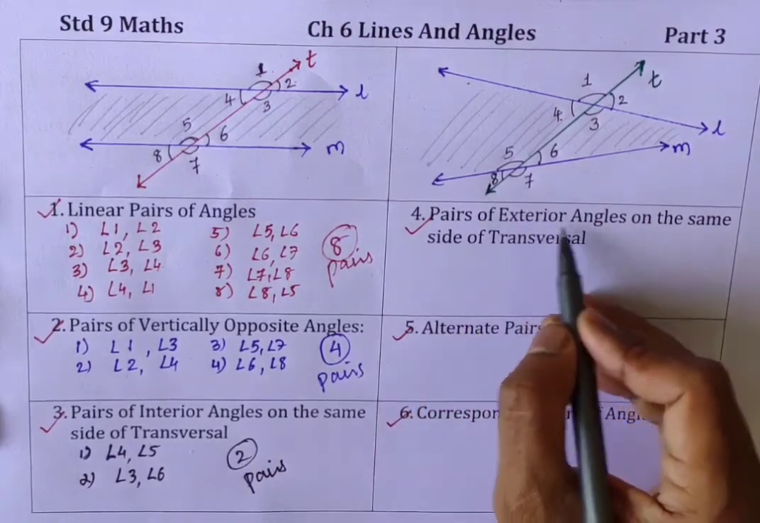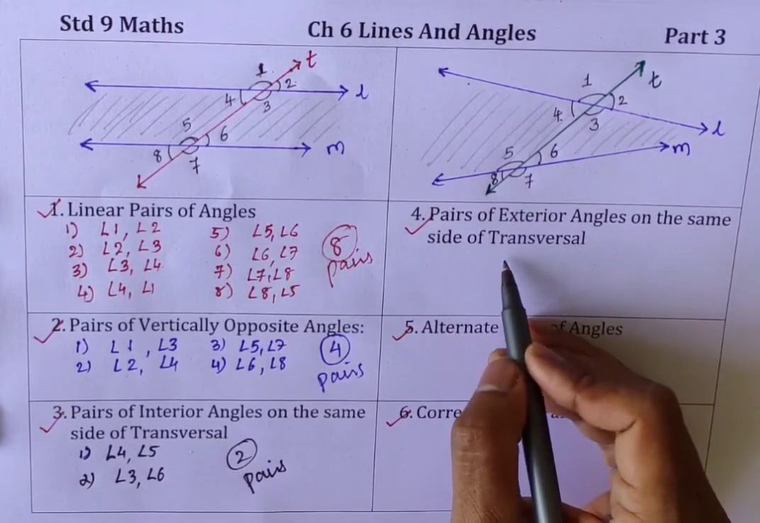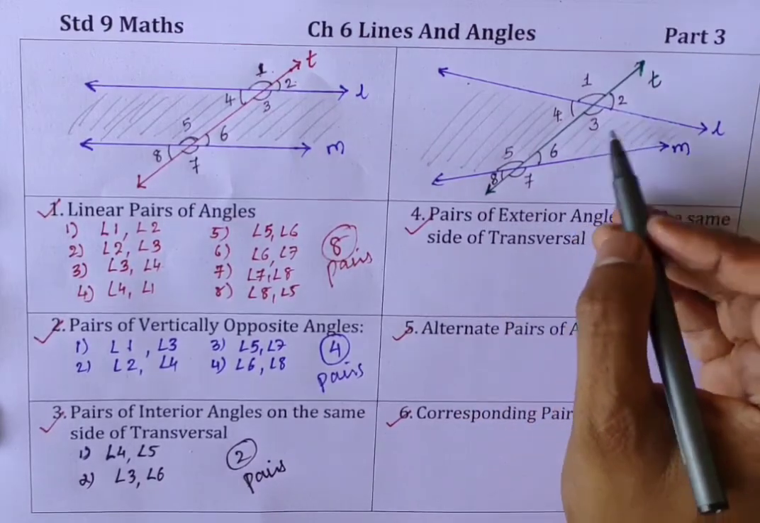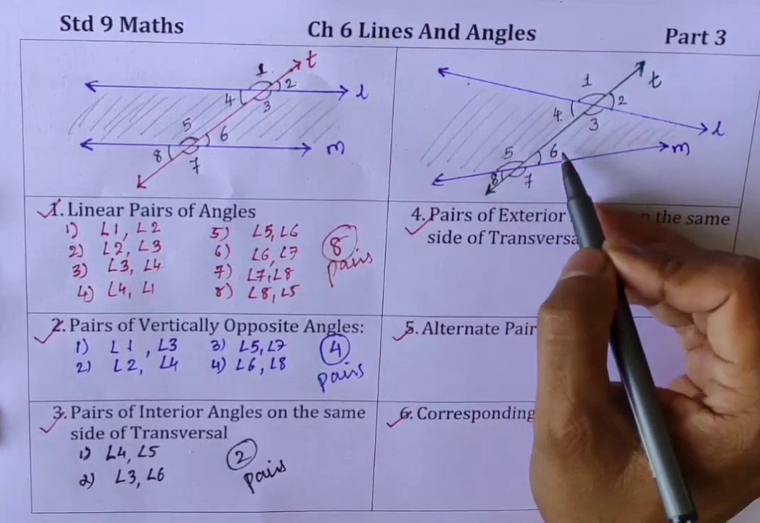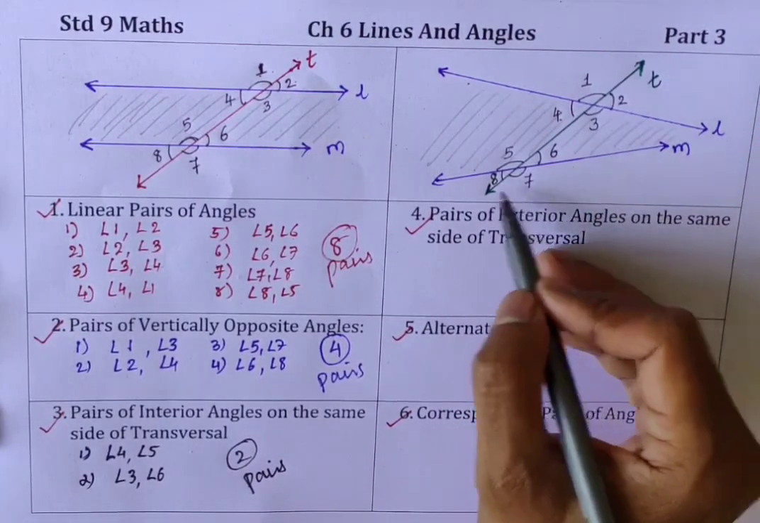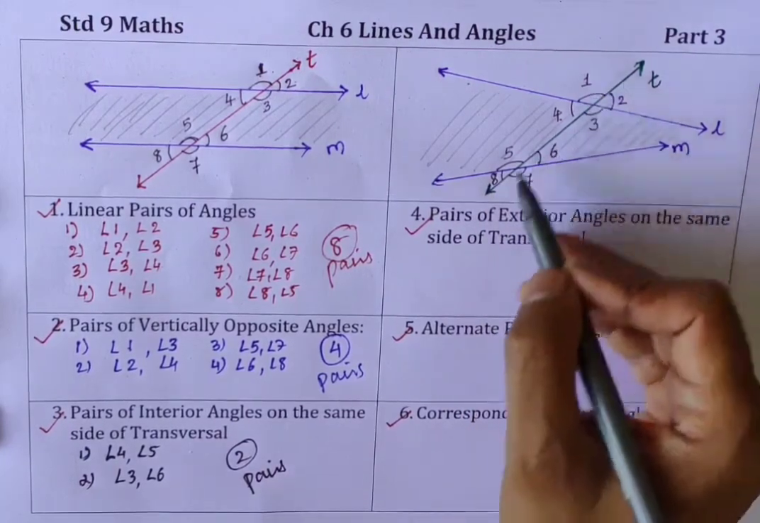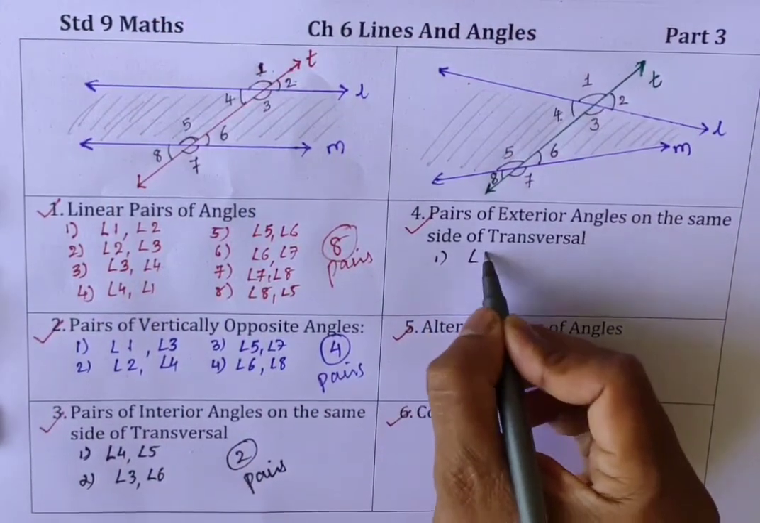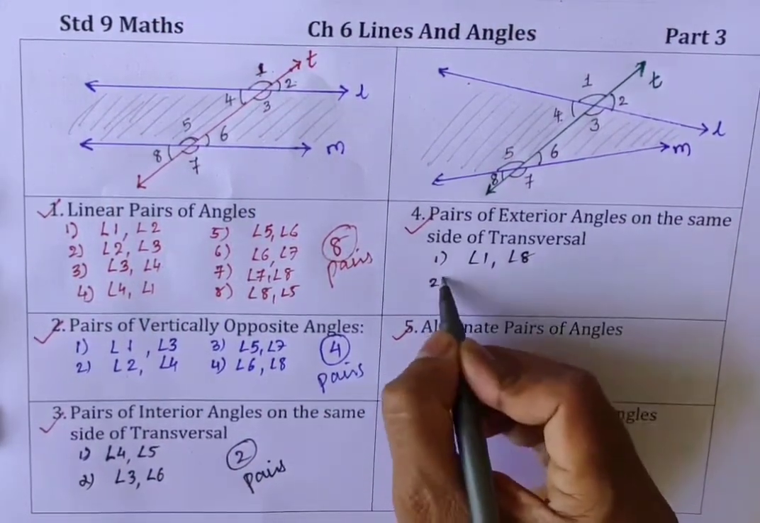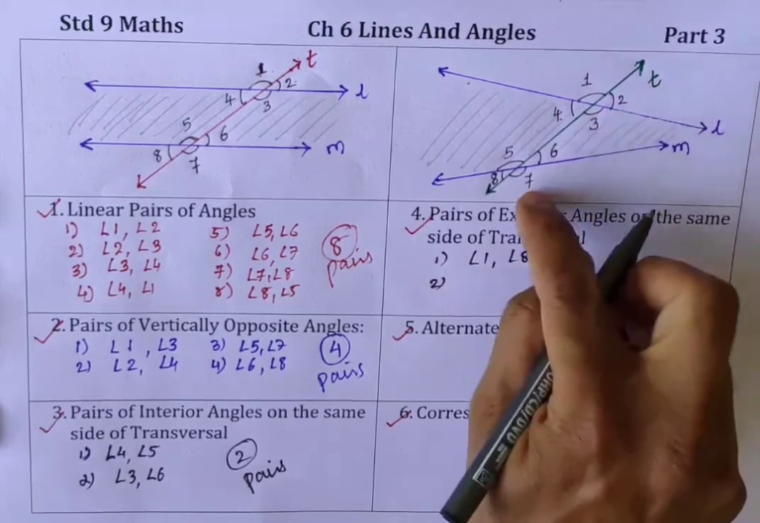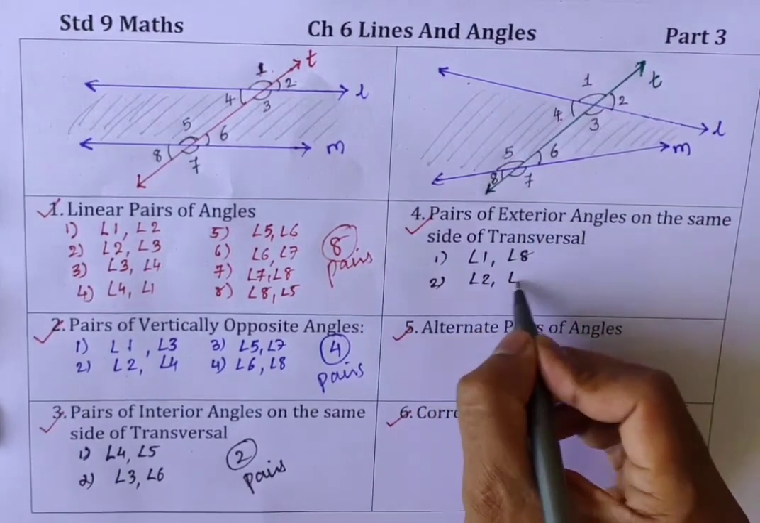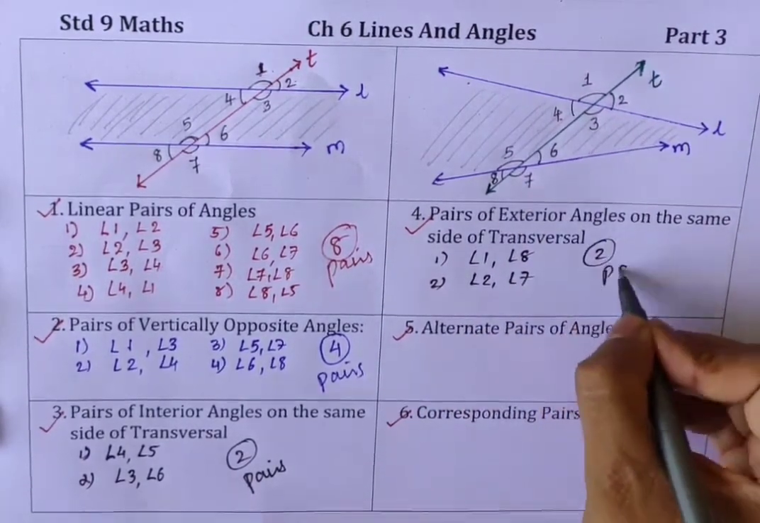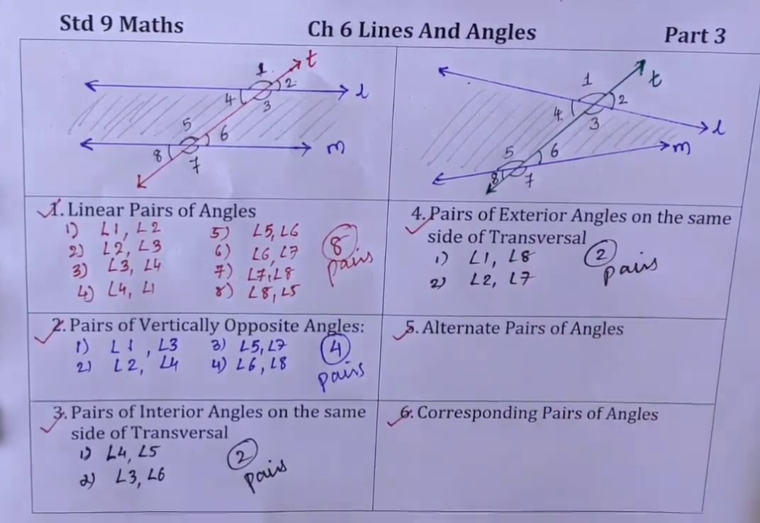Look at the pairs of exterior angles on the same side of the transversal. Here, 3, 4, 5, 6 are in the interior; 1, 2, 7 and 8 are in the exterior. So 1 and 8 are on the same side of the transversal. First pair is angle 1 and angle 8. The second pair, angle 2 and angle 7. So only 2 pairs of exterior angles on the same side of the transversal.